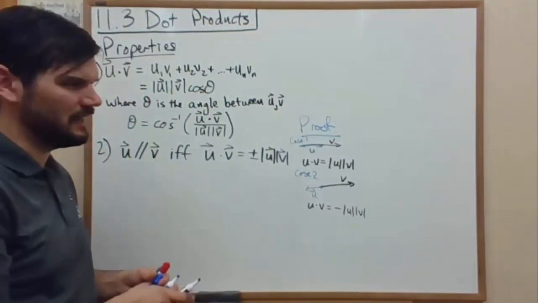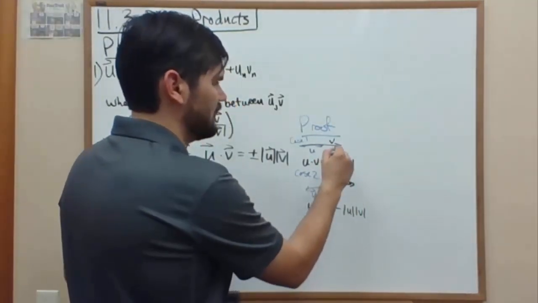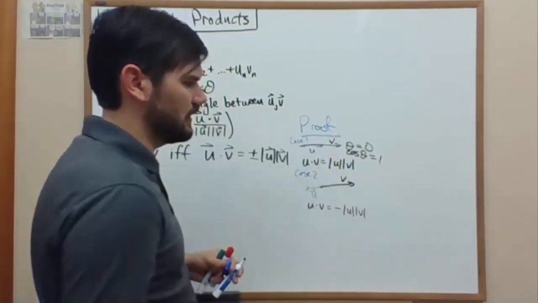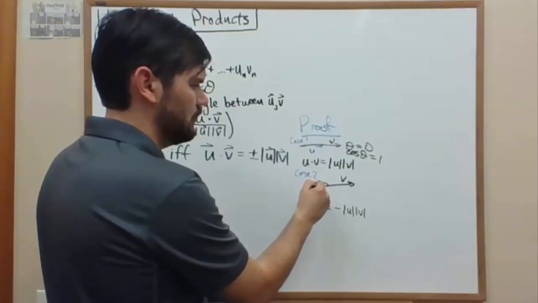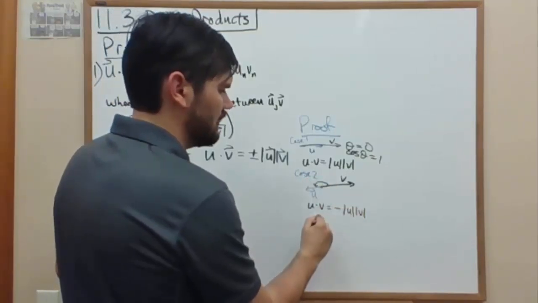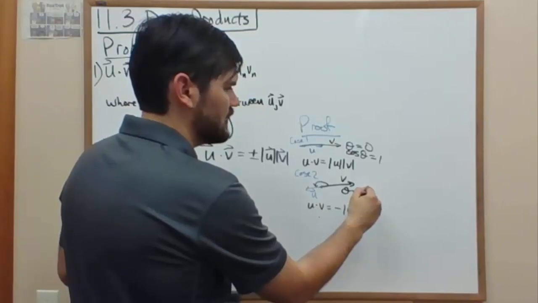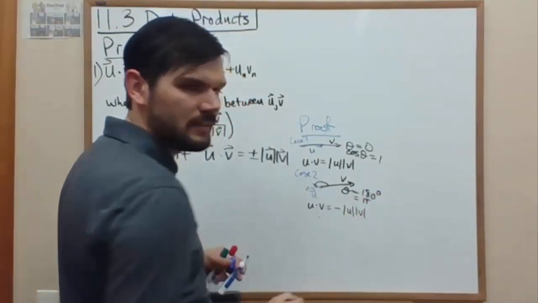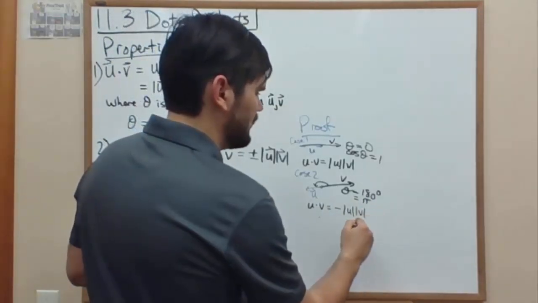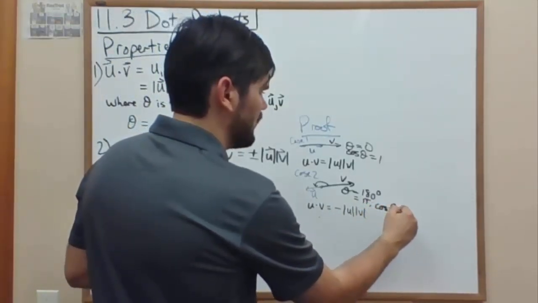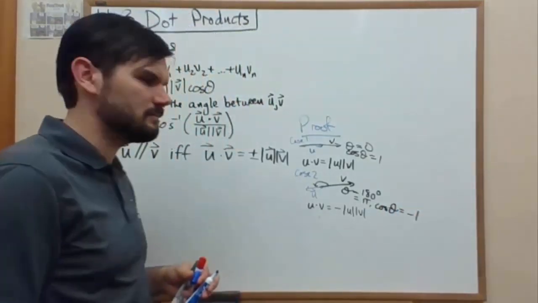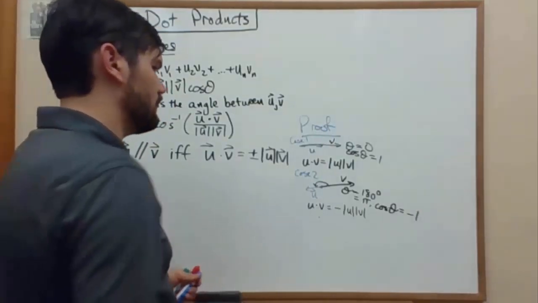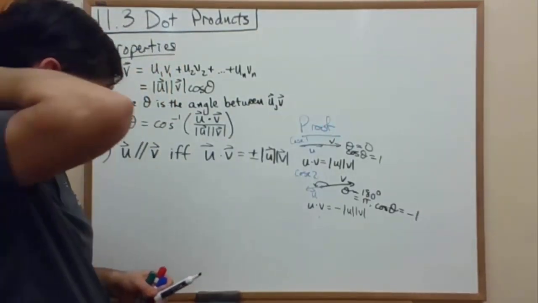Why is that? Well, here the angle is 0 and the cosine of the angle is 1. Here, the angle is 180 degrees, or pi radians, and the cosine of that angle is thus -1. That's where that negative comes in.